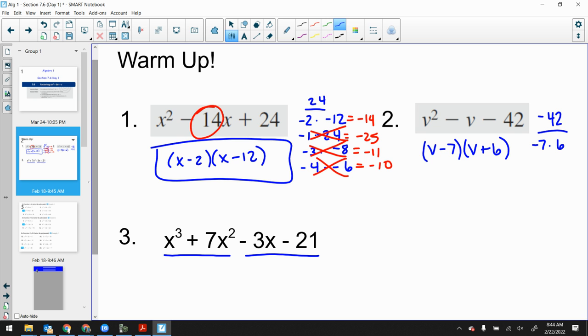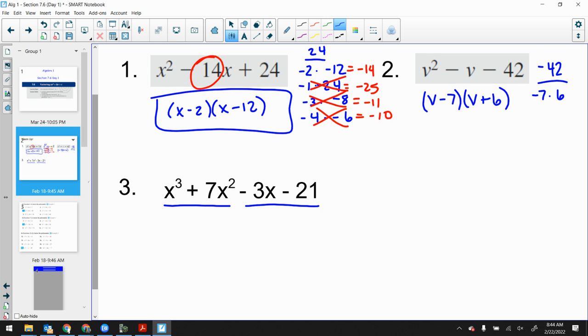Questions about that? Okay, let's take a look at our third one here. Now, you will need factoring by grouping today. Okay? You will need factoring by grouping today. So please pay attention. If you did not know how to do factoring by grouping, you will need it today. All right, let's take a look.